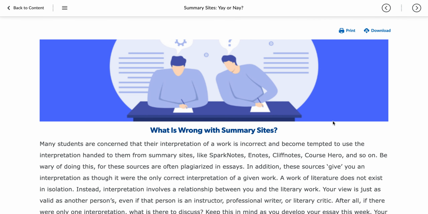Okay, summary sites, yay or nay? Nay. Do not use summary sites. Please don't do it. It's continually frustrating for me to see you just rehash or regurgitate information off a summary site. Guess what? I don't care what the summary site said. I don't care. I care about what you say. You can't get it wrong. Your interpretation is your interpretation.